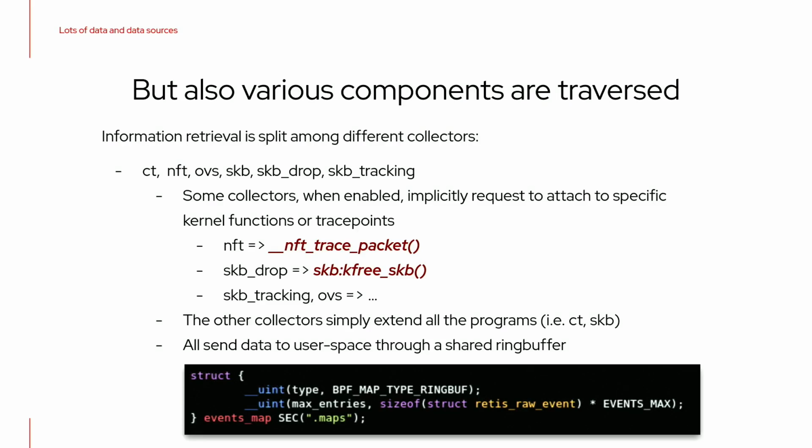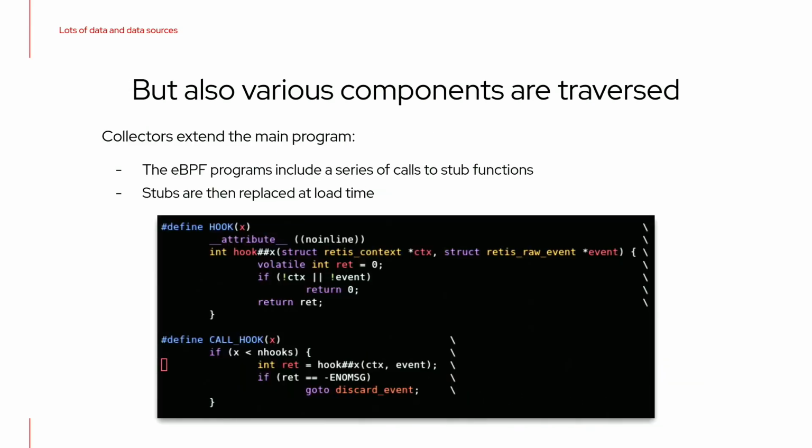Some collectors, when enabled, request to load and attach programs to specific functions or tracepoints to fulfill their tasks, like NFT, skb drop, and also skb tracking and OVS. The remaining ones simply extend all the programs. We mentioned collectors extending main programs, and to do so, programs include a series of calls to global stubs. Stubs are then replaced at load time by a proper function implementing the actual logic, in a way that the result is extended only by the intended code.